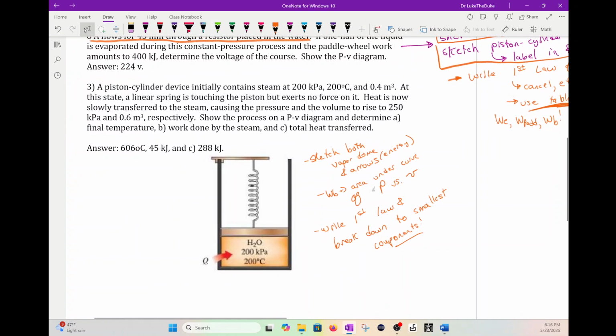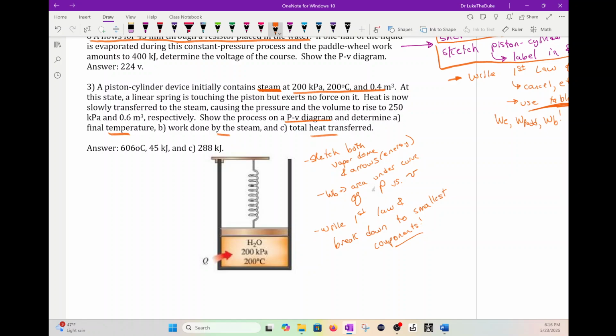Now problem 3, again, uses the first law, but we have a spring attached to this. And it gives you steam at these pressures and volumes. We have a linear spring. All right, I want you to show the PV diagram, find the final temperature, the work done, and the total heat transfer. Okay, again, sketch the vapor dome, label your values, identify where you are initially and final.